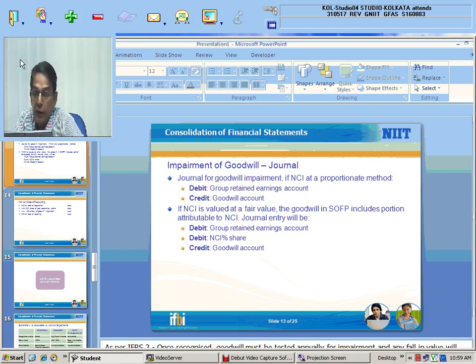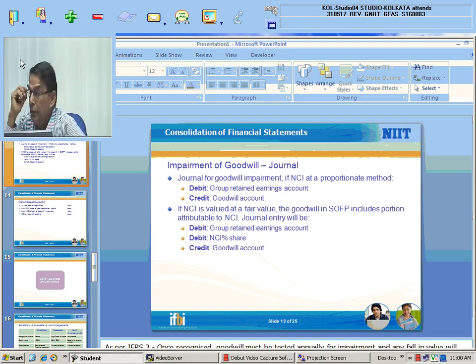So the treatments will be different depending on whether NCI is at the proportionate method or NCI is valued at fair value. If the NCI was calculated using the proportionate share of the fair value of the net assets of the acquired company, then the goodwill impairment will be debited to the group retained earnings account and credited to the goodwill account. But if the NCI was valued at the fair value or fair market value of the shares held by the minority shareholders, then the goodwill in the statement of financial position will include the portion which is attributable to non-controlling interest.